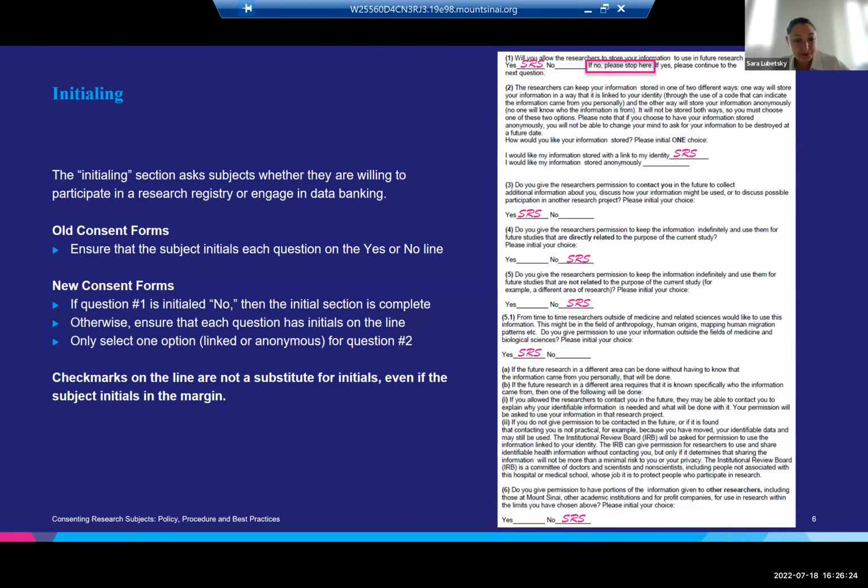And that's really all there is to it. You shouldn't ever have a situation where both options are initialed. We really just need to make sure that this section is completed fully and correctly.